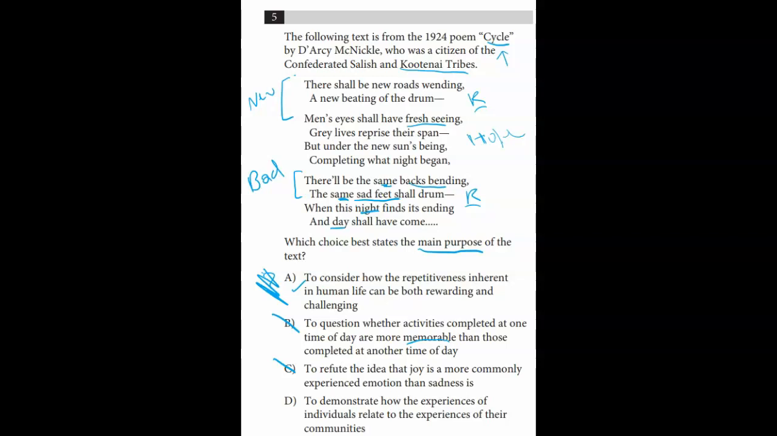And then D, to demonstrate how the experiences of individuals relate to the experiences of their communities. No, it doesn't really mention individual versus community anywhere in the text. I think A is the best answer for number five.